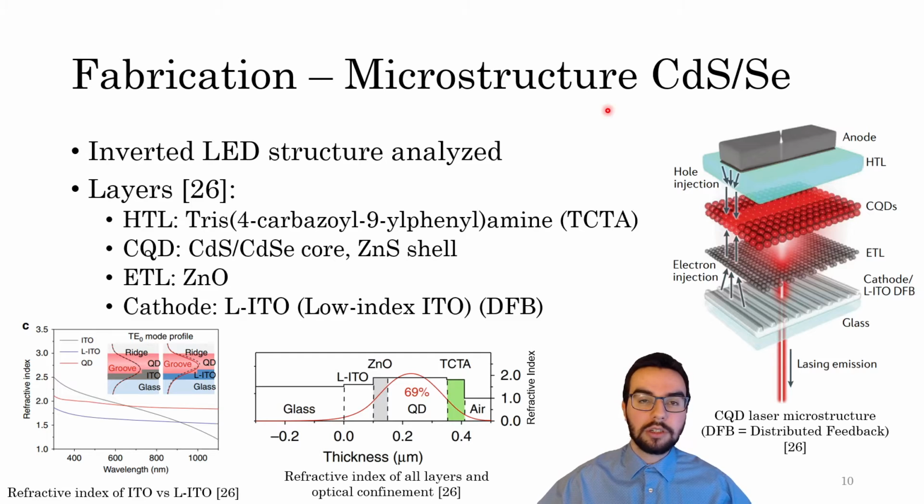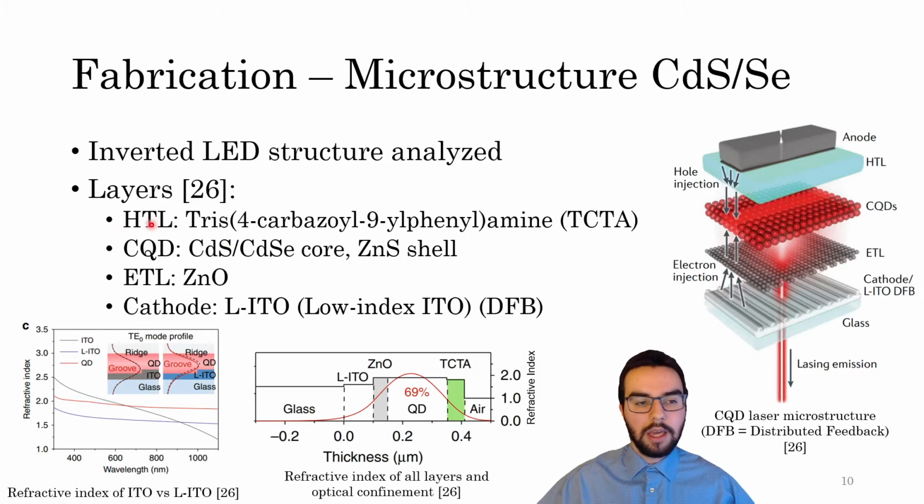The microstructure of the cadmium sulfide and cadmium selenide quantum dot laser has multiple different approaches, but I looked at the inverted LED structure, which I found in a paper and found very interesting. So this structure might look similar to the OLEDs that we learned about in class, but some of the layers are in the wrong order.